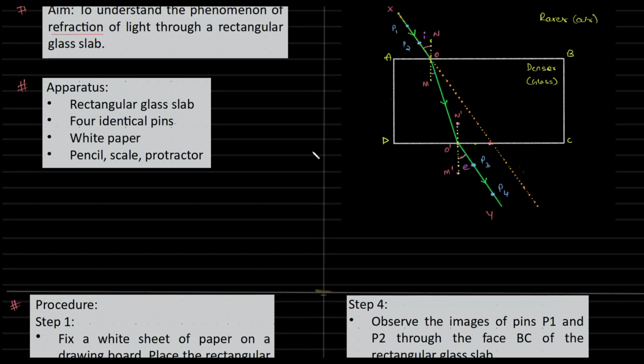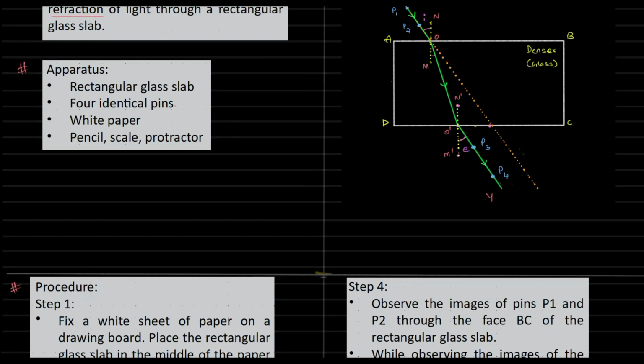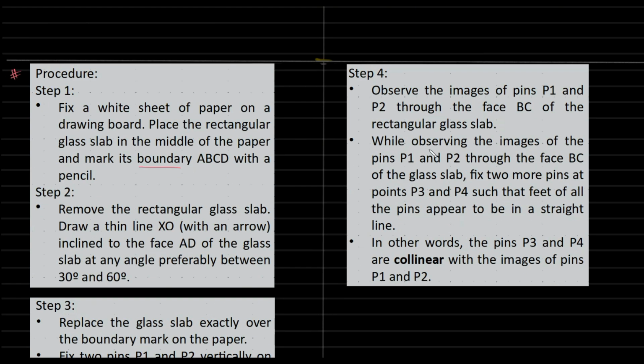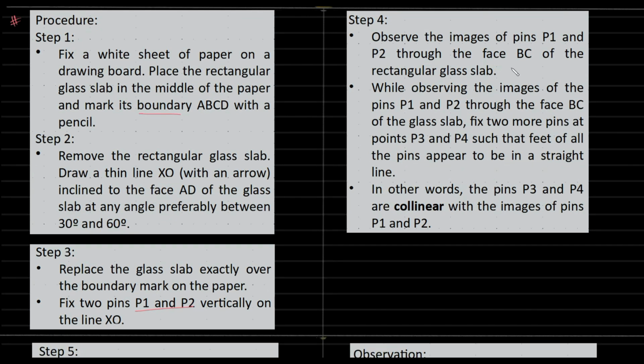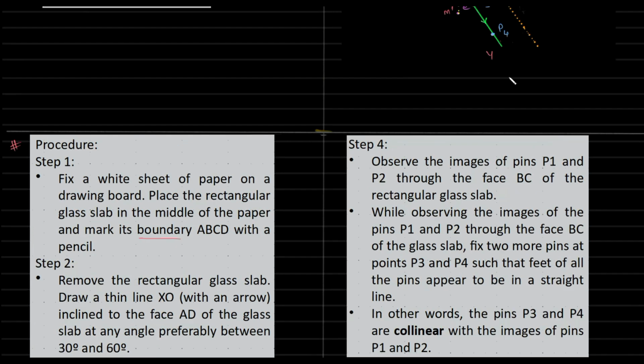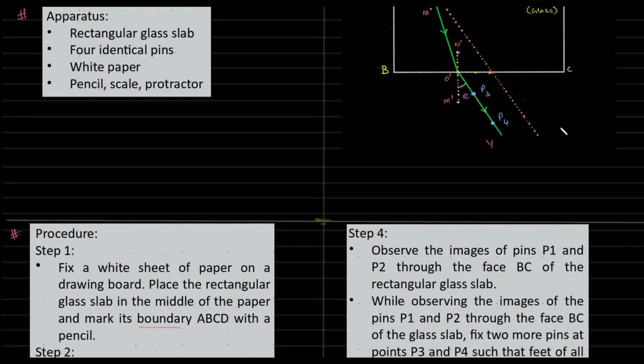Okay, so I hope I've named it. Okay, no, this is DC. So I have to change this. So this will be A, B, C, D. Okay, this I missed. A, B, C, and this is D. So we need to observe pin P1, P2 through the face BC. So BC is from this end, right? So we need to observe from here.